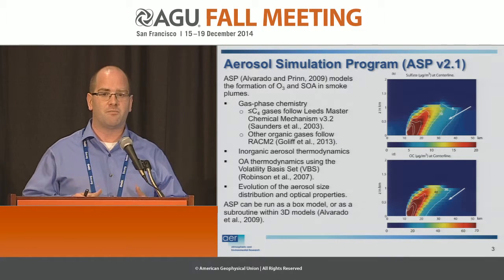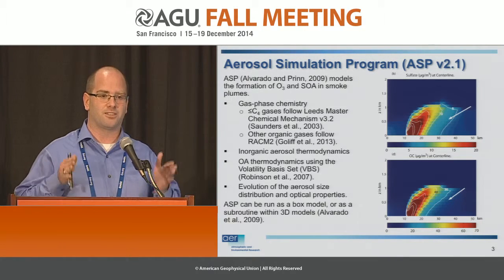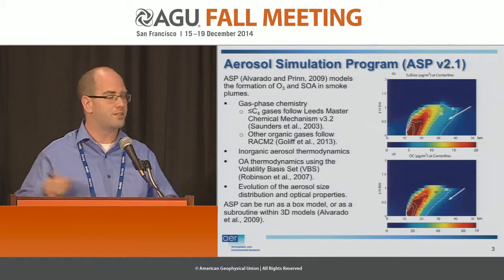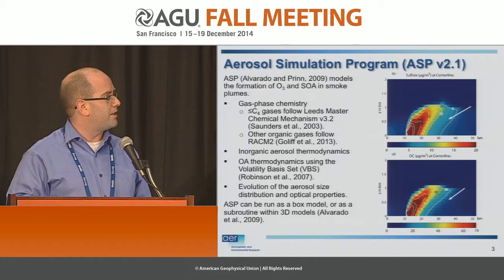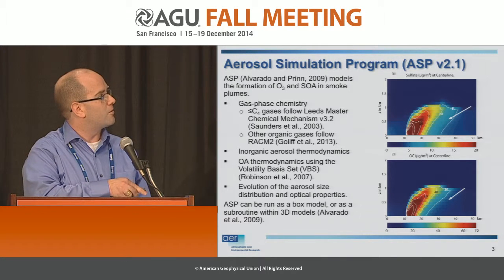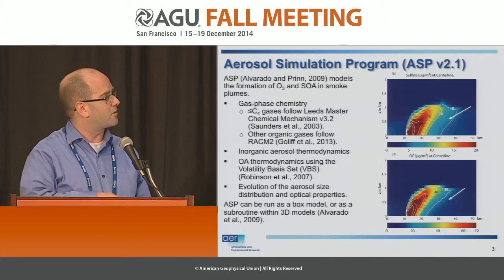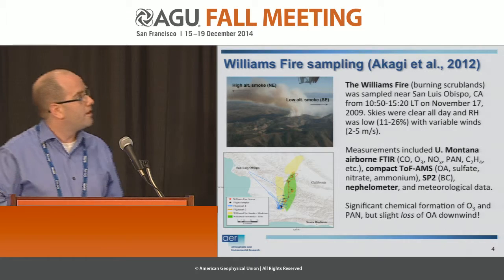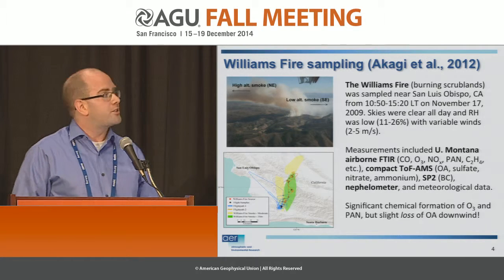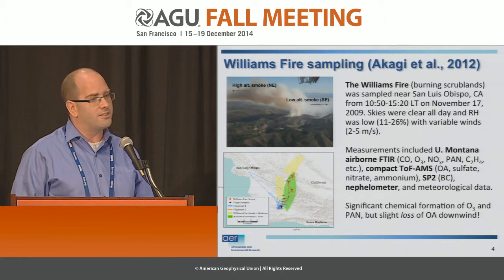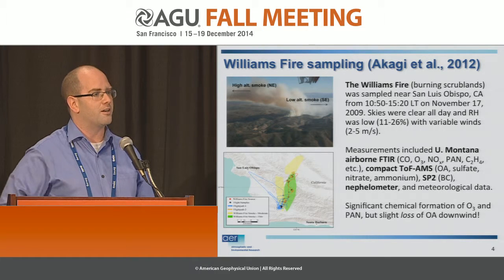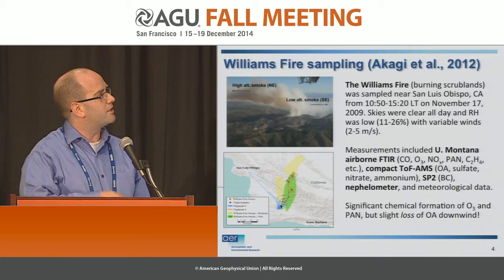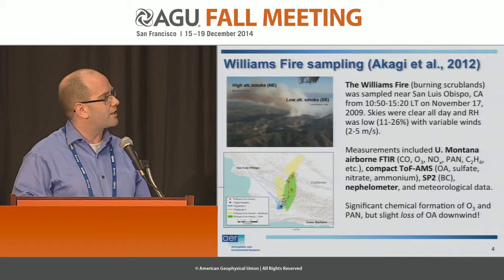Now, in this talk, I'm mainly going to be showing results using the model as a simple Lagrangian box model, diluting with time. But you can also implement the same model into a 3D model, which is what I'm showing here on the right, where we did simulations of sulfate and organic carbon formation in a South African plume using a cloud resolving model. So what I'd like to show today first is some results we've gotten studying the Williams fire in California, which was from a paper by Akagi et al.